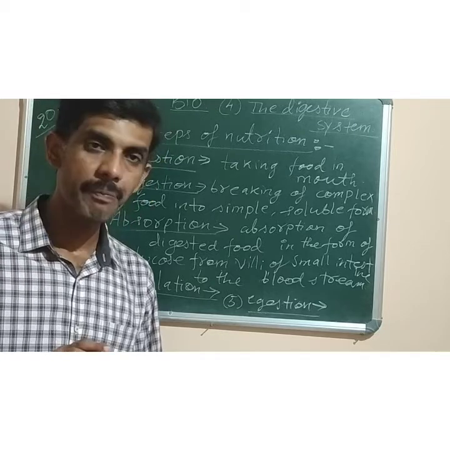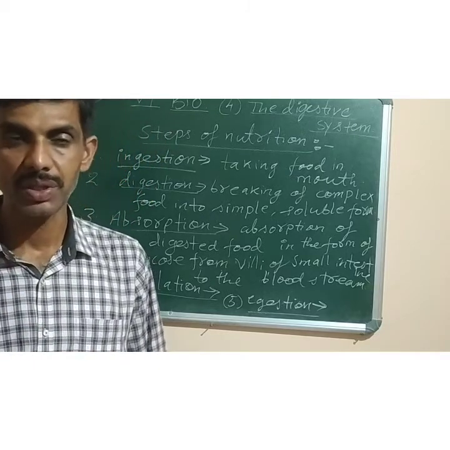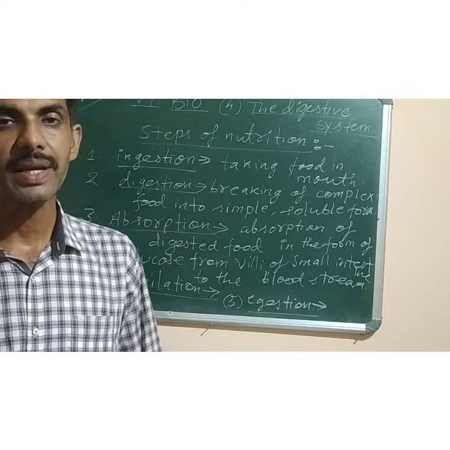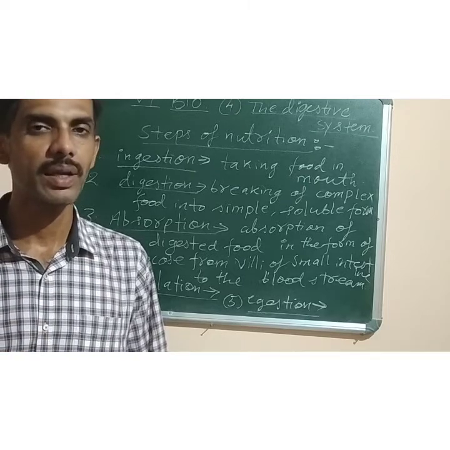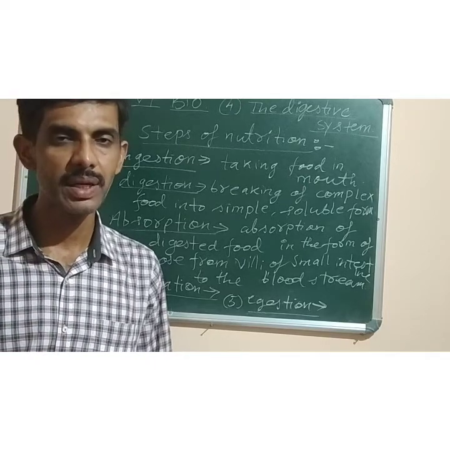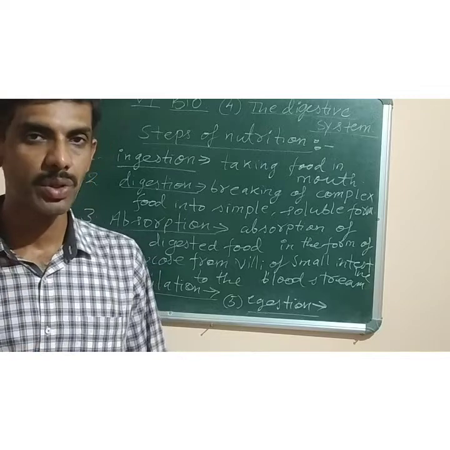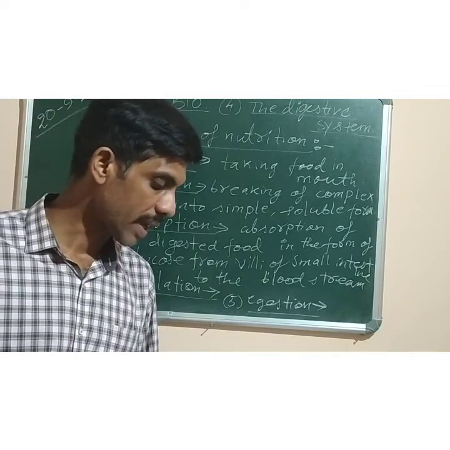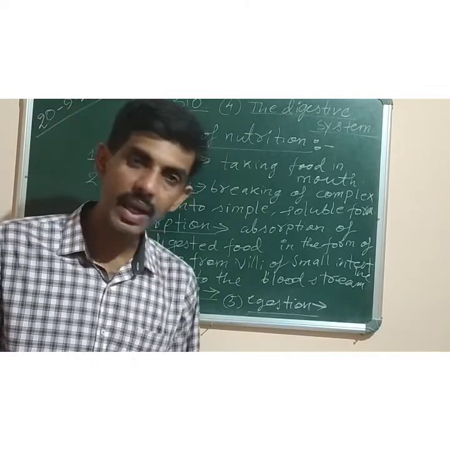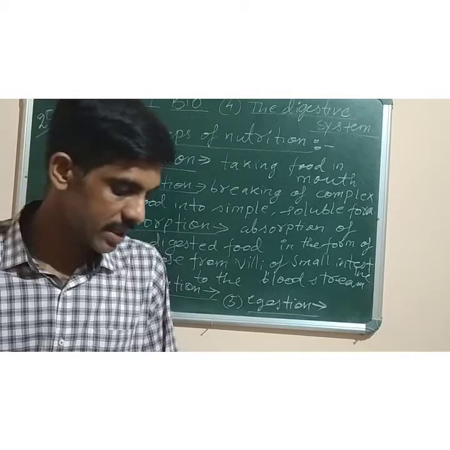The stomach muscles will churn the food, that is bolus, and it will help to mix the gastric juices to form a pulp-like substance which is acidic. Now the food inside the stomach becomes acidic. Why? Due to the presence of hydrochloric acid, and that acidic food is called chyme, C-H-Y-M-E, which then enters into the small intestine.